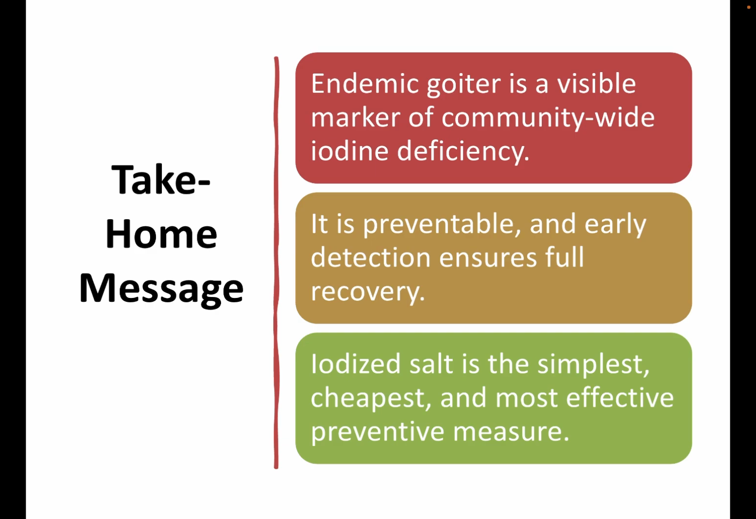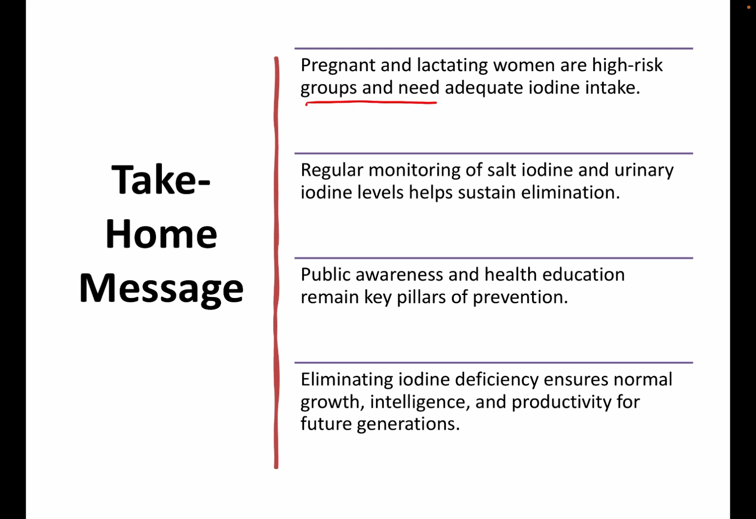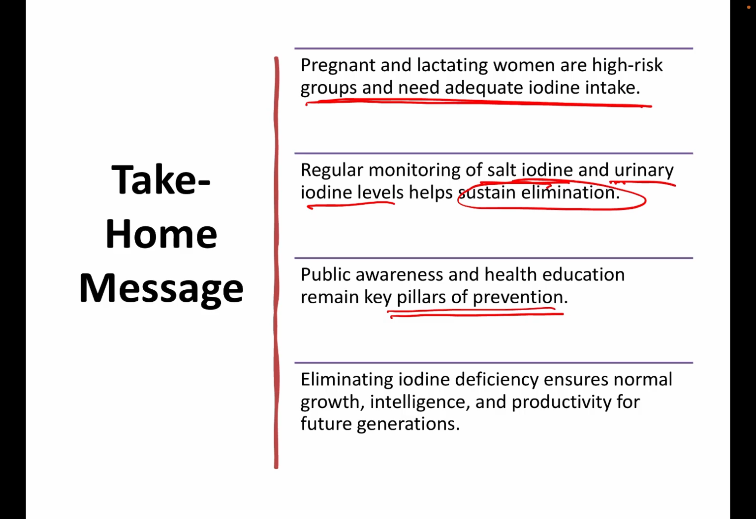So the take-home message is that endemic goiter is a visible marker of community-wide iodine deficiency. It is preventable. Early detection ensures full recovery. Iodized salt is the simplest, cheapest, and most effective preventive measure. Pregnant and lactating women are a high-risk group and need adequate iodine intake in their diet. Regular monitoring of salt iodine and urinary iodine levels is important to maintain sustained elimination. Public awareness and health education are key pillars of prevention, and eliminating iodine deficiency ensures normal growth, intelligence, and productivity for future generations.